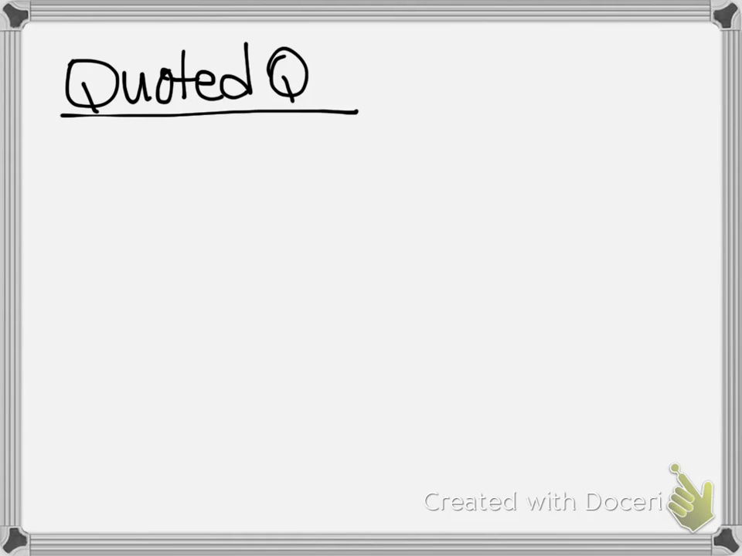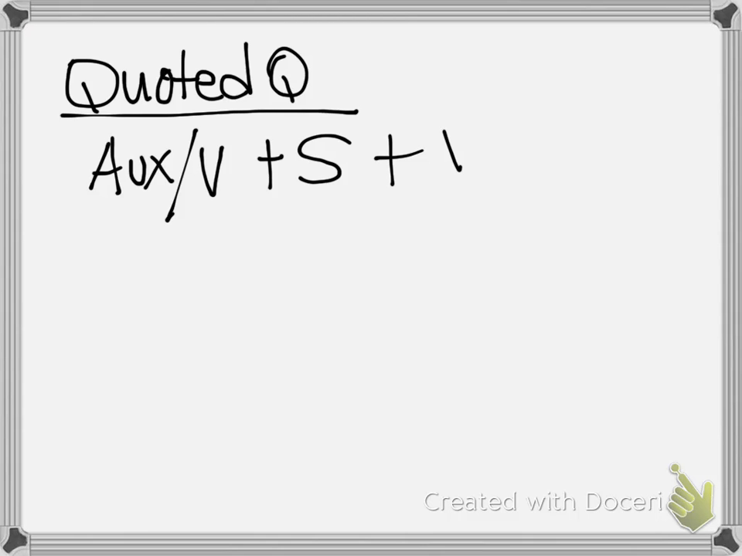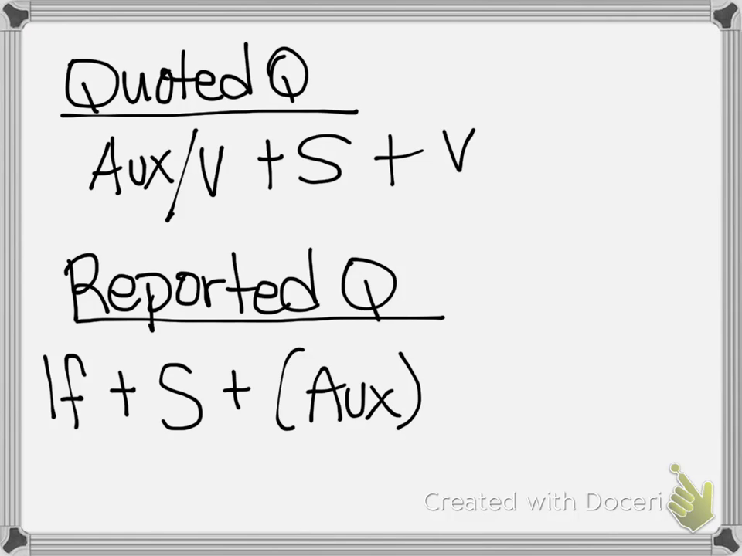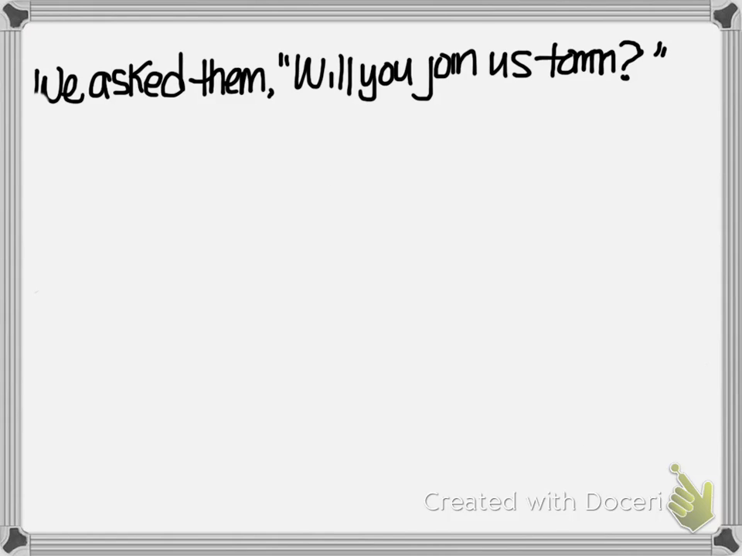Remember, your quoted question is going to look like this. It's going to have an auxiliary of some kind or a main verb, and then it's going to be followed by a subject and the main verb. But your reported question is going to look like this. It's going to start with if, and then it's going to have the subject. Sometimes it will have an auxiliary, and then it's going to have the main verb. So just remember to use statement word order when you're writing your reported questions. Okay, so here are the answers.